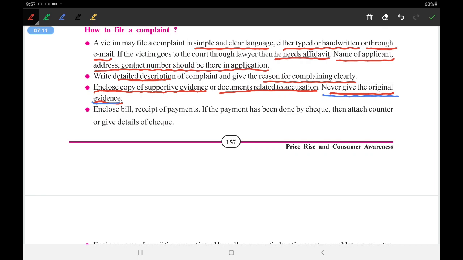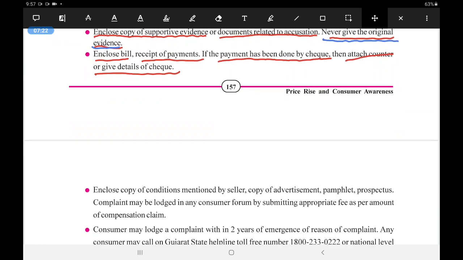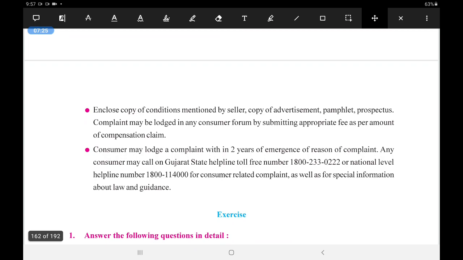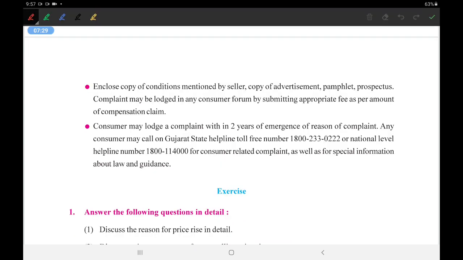Enclose the bill. What can the evidences be? Enclose a bill, receipt of payment, etc. If the payment has been done by cheque, then attach the counterfoil or give the details of the cheque. Right? So in this way you need to go. Then what other things can be enclosed? A copy of the conditions mentioned by the sellers, a copy of the advertisement, pamphlet, prospectus, all those things can also be attached. Suppose you have bought a mobile phone and it says you will get a warranty for 2 years. If your mobile malfunctions or gets spoiled within 2 years, you can file a complaint if the trader is not ready to change it for you, right?